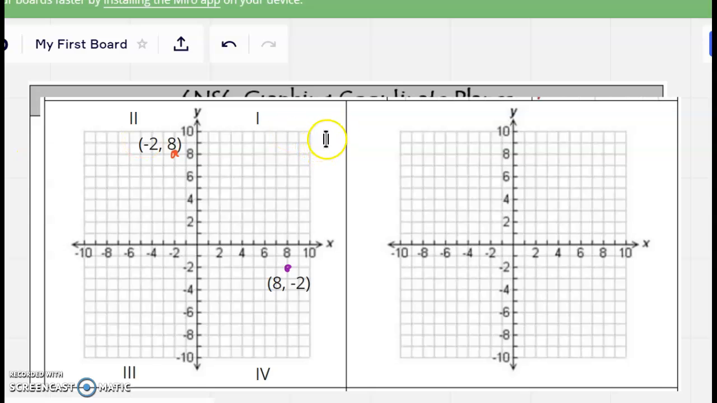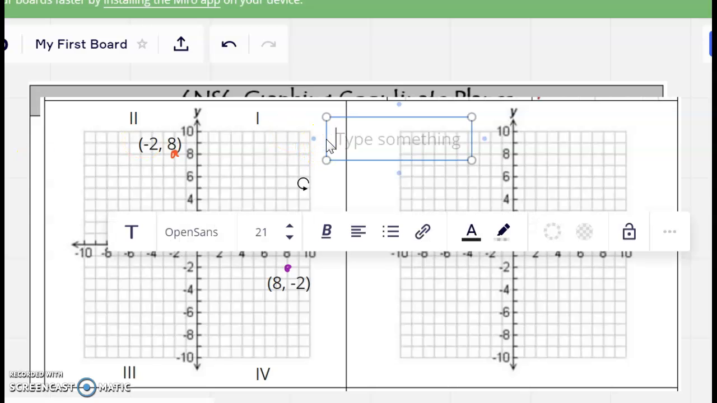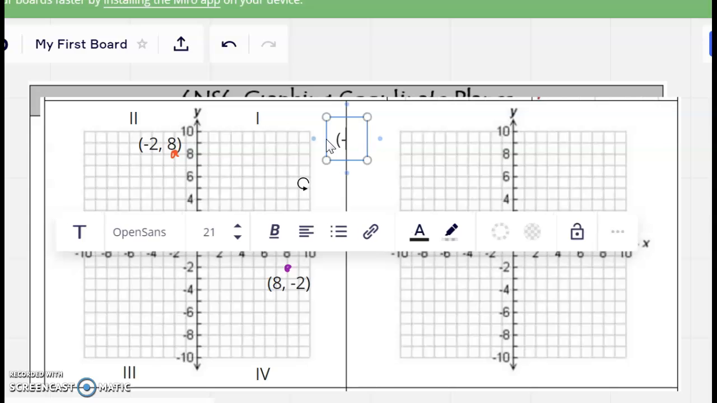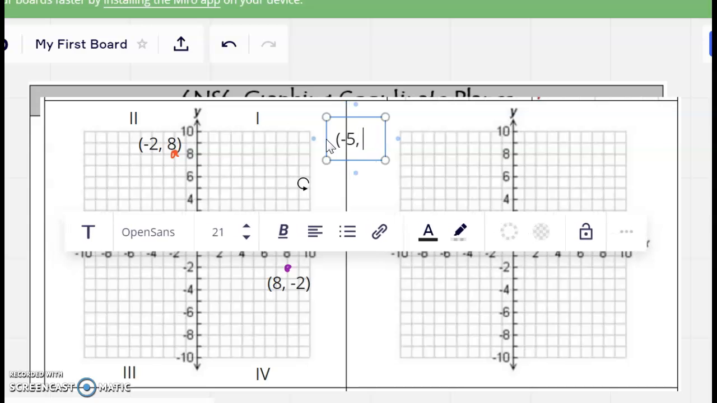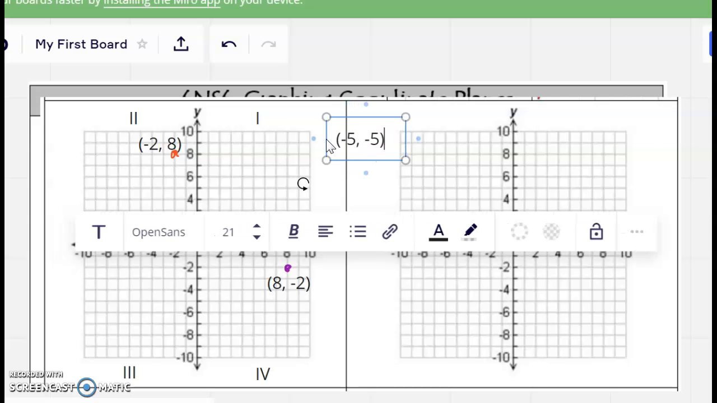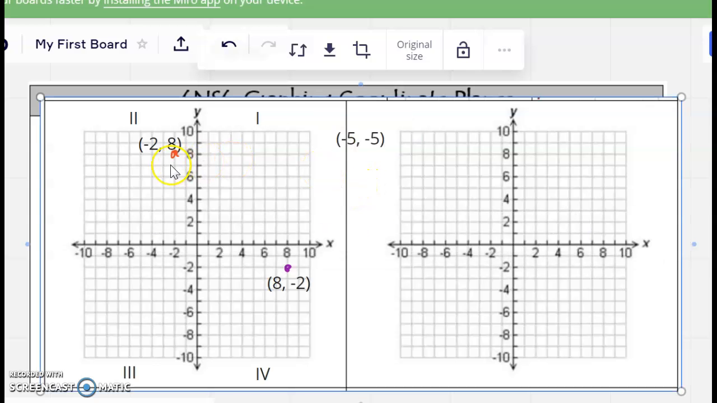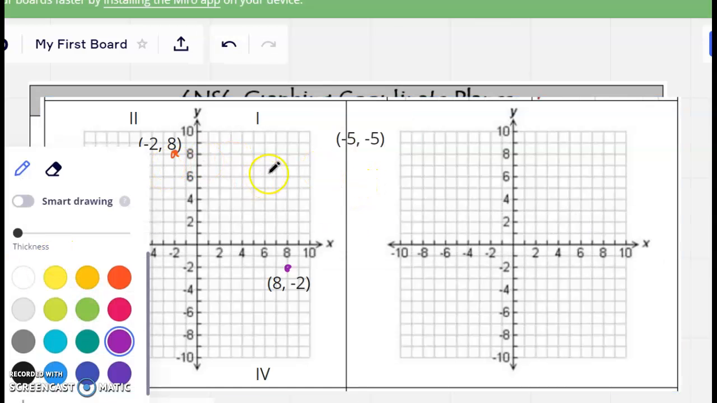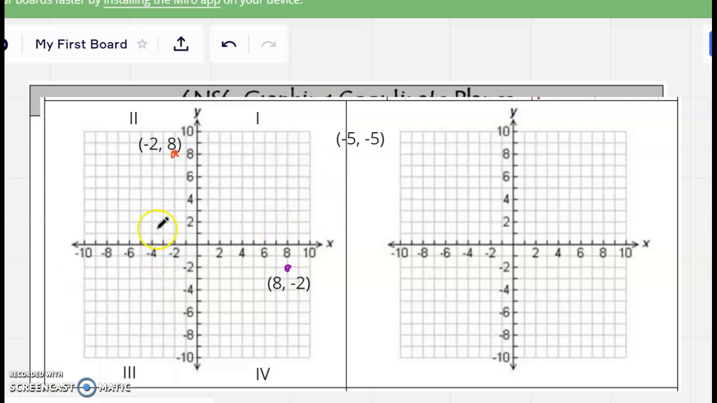Let's try another thing here. Let's try (-5, -5). So you can see in this particular case, we have a negative 5 x value. So I'm going to start at 0 and move left to negative 5, and then a y value of negative 5 also. So I'm going to move down to negative 5, and I'm going to draw my dot right here.